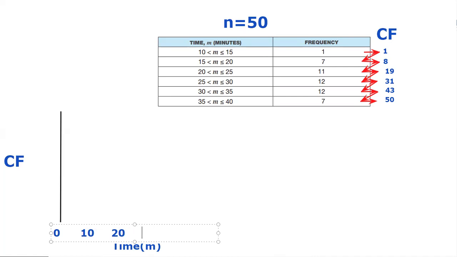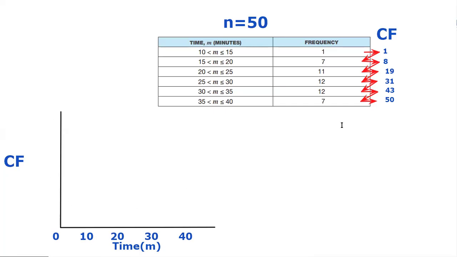20, 1, 2, 3, 4, 5, 6, 30, 1, 2, 3, 4, 5, 6. I just want to make sure that the spaces between them are accurate. So start with 0, end up with 40. Now here, this is the time in minutes.